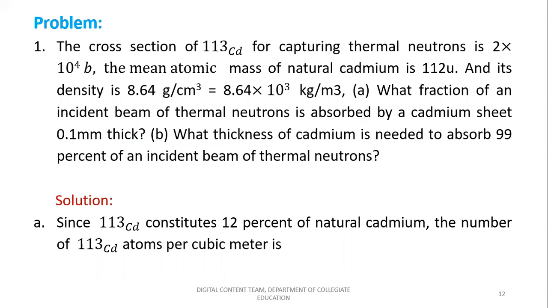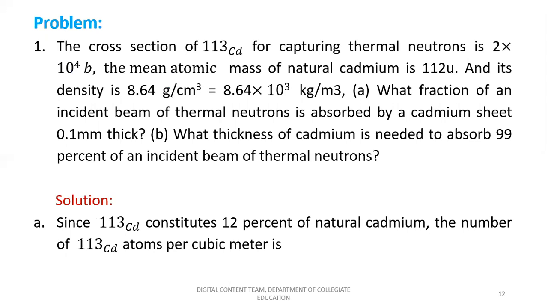With that, we'll move on to the problem. The cross section of cadmium 113 for capturing thermal neutrons is 2 into 10 power 4 Barn. The mean atomic mass of natural cadmium is 112 units and its density is 8.64 gram per centimeter cube, that is 8.64 into 10 power 3 kilogram per meter cube. Find out what fraction of an incident beam of thermal neutrons is absorbed by a cadmium sheet of thickness 0.1 millimeter, and in the second case, what thickness of cadmium is needed to absorb 99% of the incident beam of thermal neutrons.